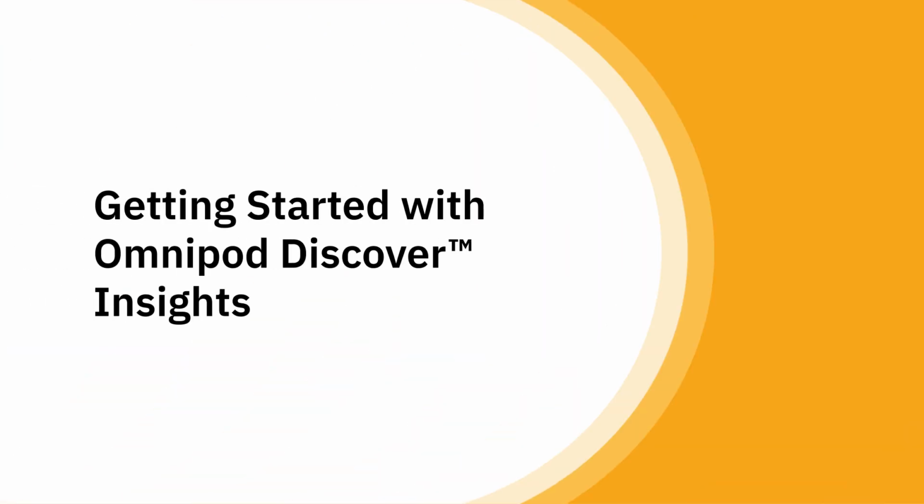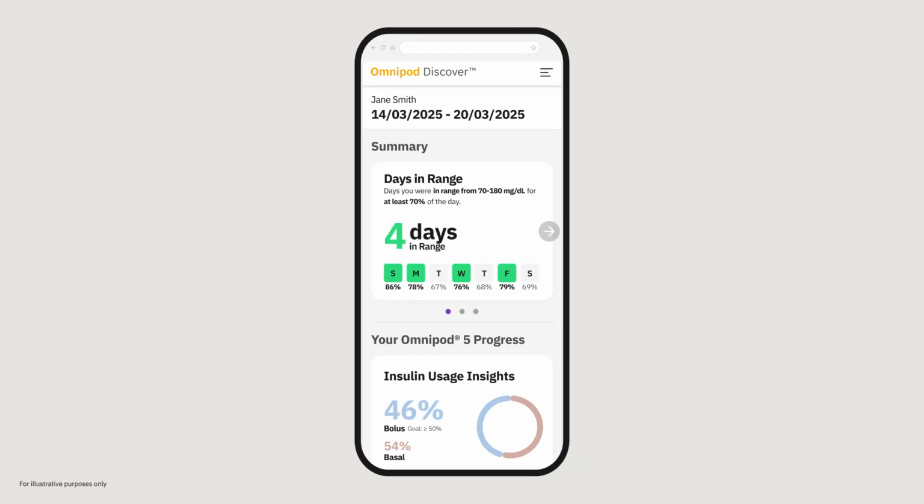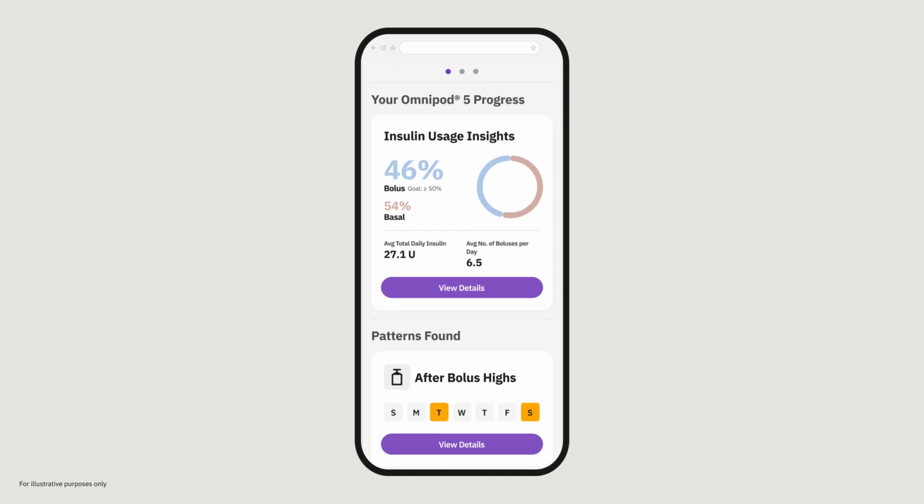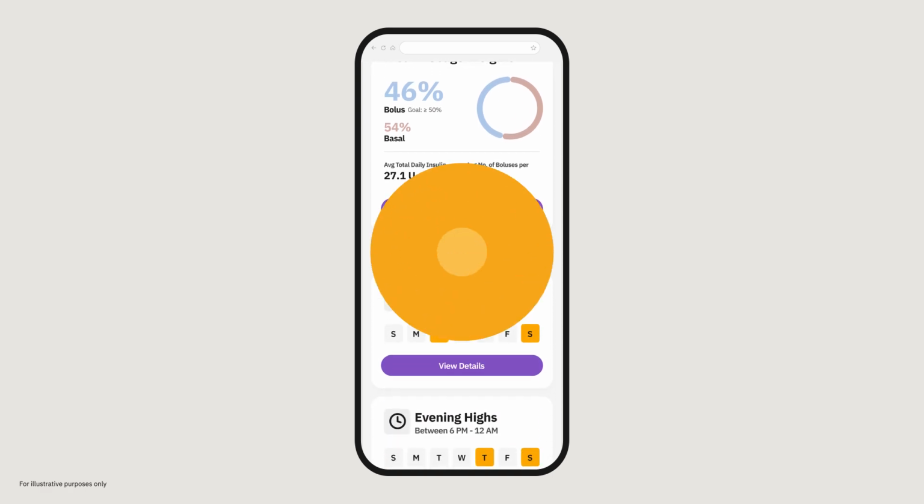Getting started with Omnipod Discover Insights. Managing diabetes isn't just a once-in-a-while task. It's a daily commitment. While healthcare providers have the training and tools to interpret your data during clinic visits, those appointments only happen every few months. That's why understanding your own data, like time in range, insulin usage, and glucose trends, can be so powerful. Omnipod Discover can help identify weekly patterns and trends to help you learn more about your day-to-day diabetes management.